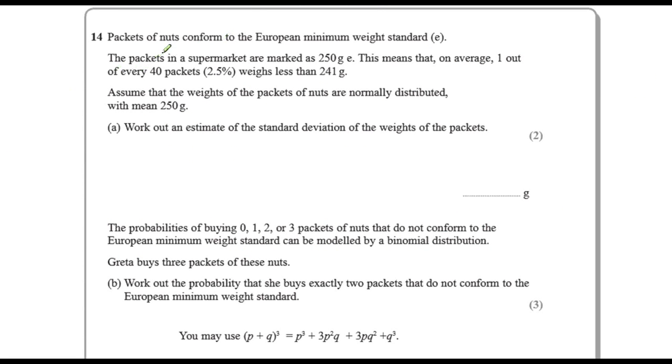Question 14. Packets of nuts conform to European minimum weight standard, E. The packets in the supermarket were marked as 250 grams E. That means, on average, 1 out of every 40 packets, that's 2.5%, weighs less than 241 grams. Assume that the weights of the packets of nuts were normally distributed, with a mean of 250. So what we're looking at is the bell-shaped curve, as usual, and in the middle, 250. Work out an estimate for the standard deviation of the weights of the packets.